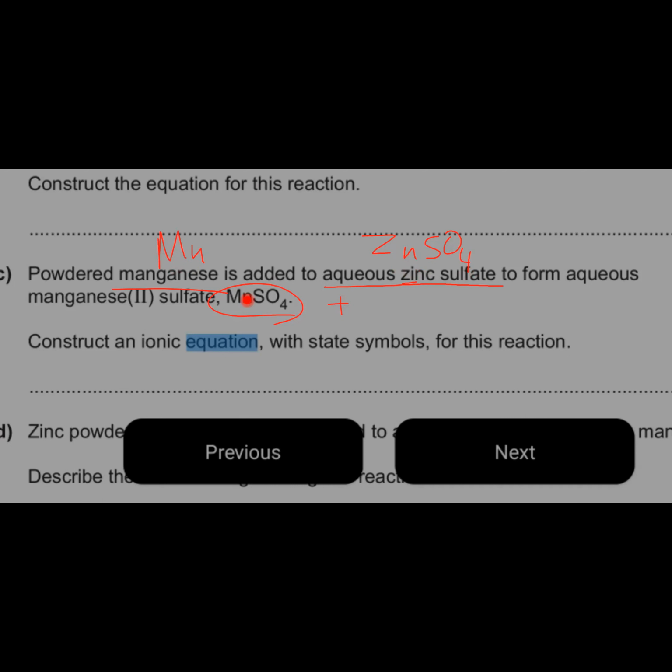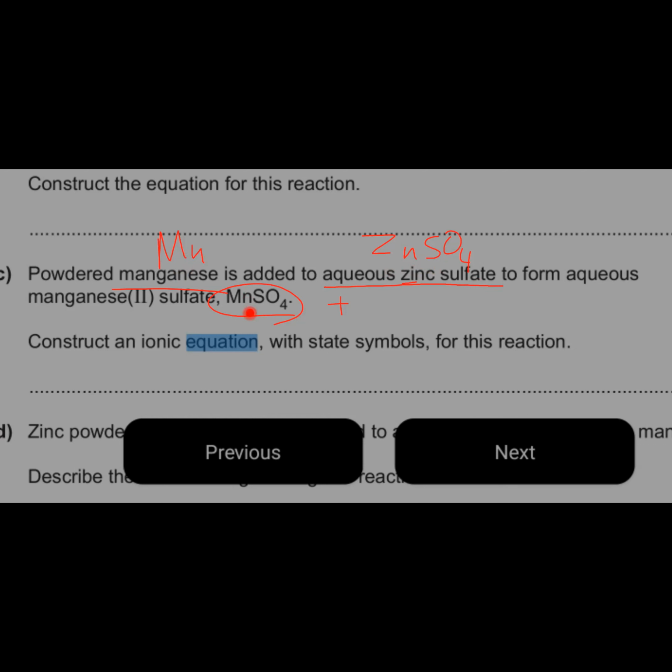And you can see that that metal has switched the ions here. So this is a displacement reaction, right? These types of reactions are called displacement reactions. Remember, higher metals can displace the lower metals from their solutions.